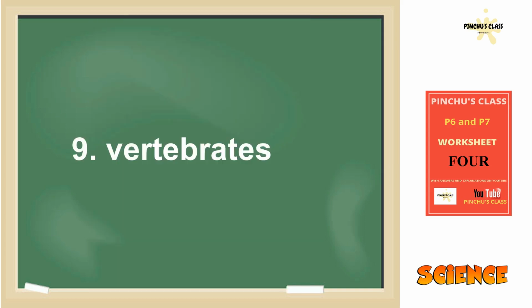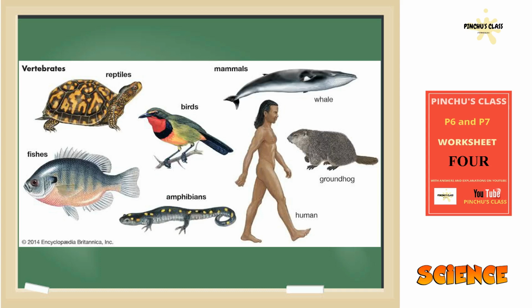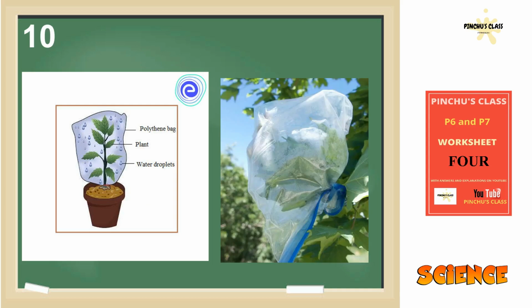Term used to refer to animals with backbone. Those are known as vertebrates. So animals with backbones are known as vertebrates. Then number 10, you can see the experiment to show transpiration. As you can see in that diagram, the plant has been covered so that the process of transpiration can take place.